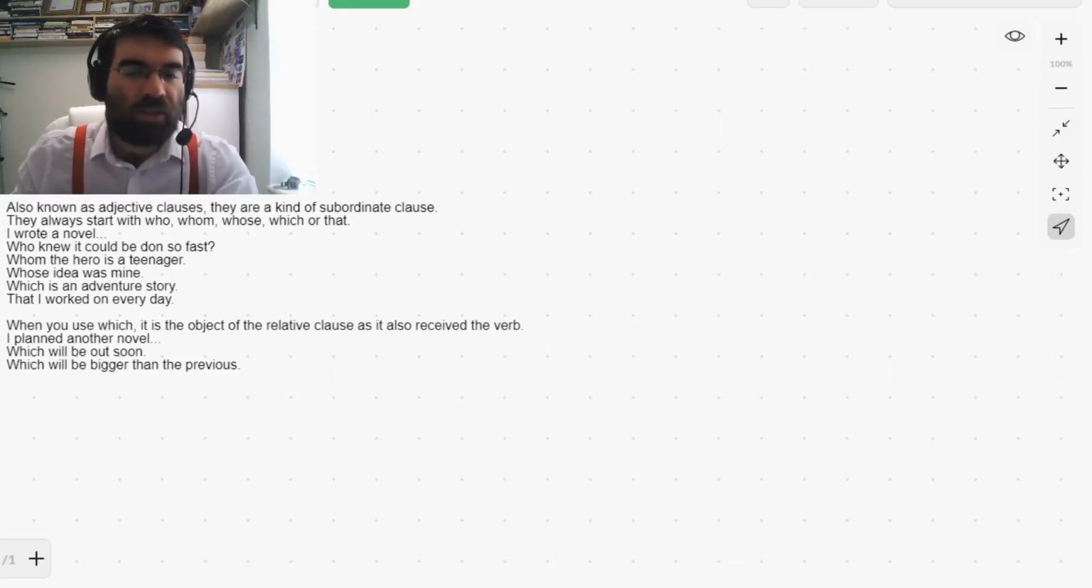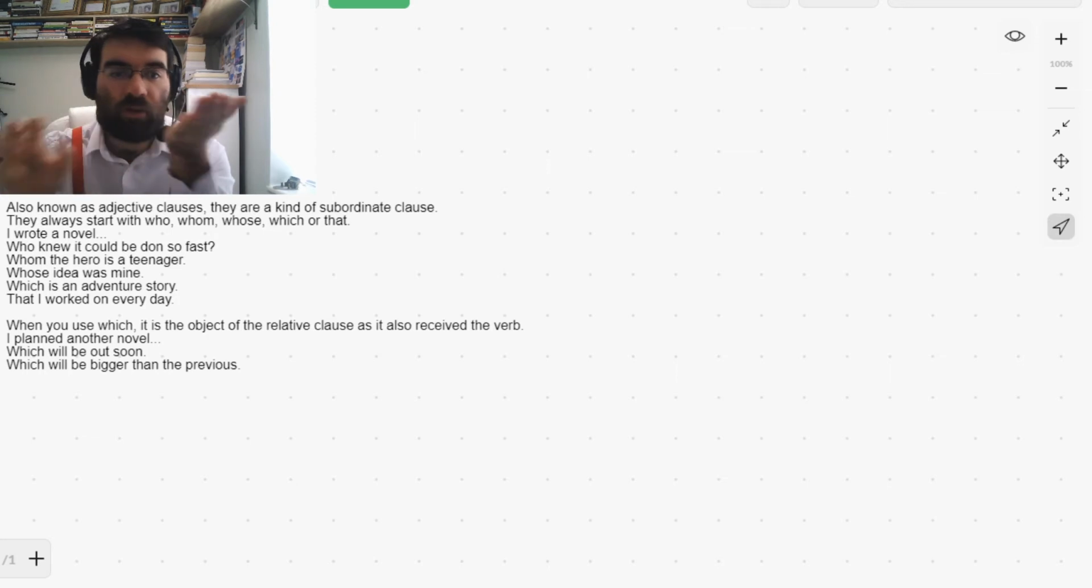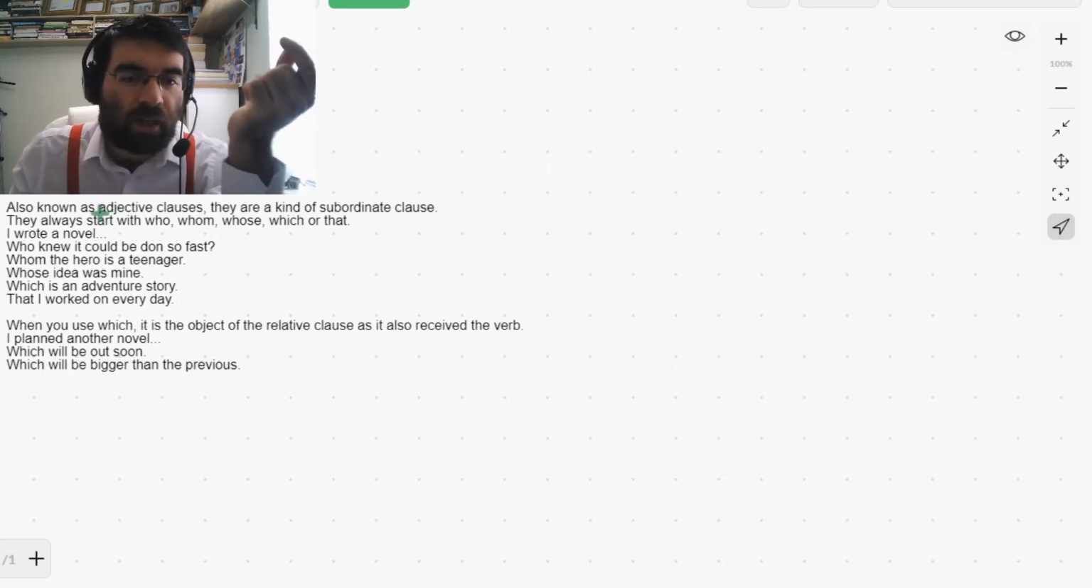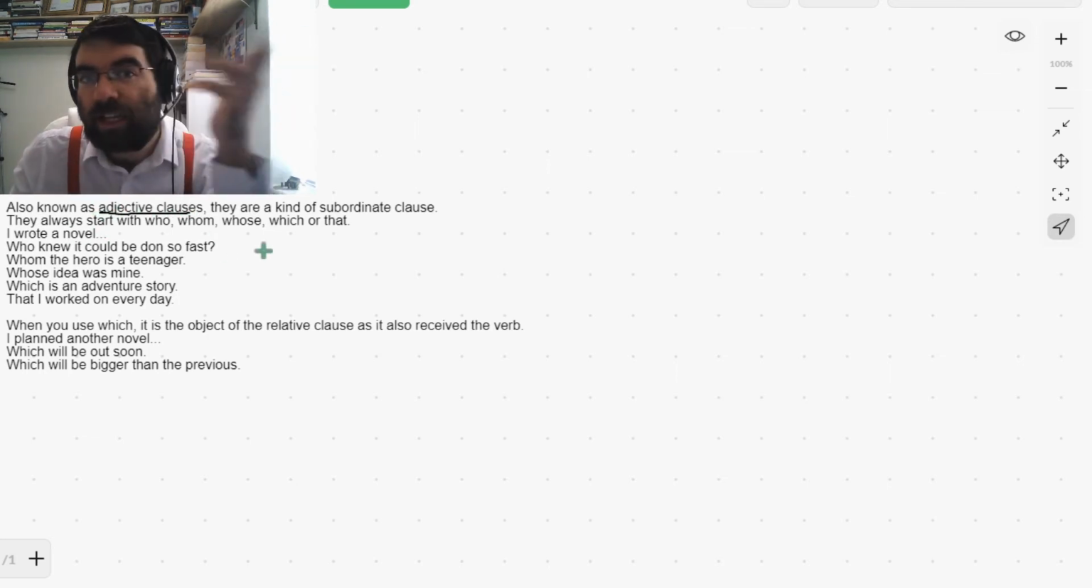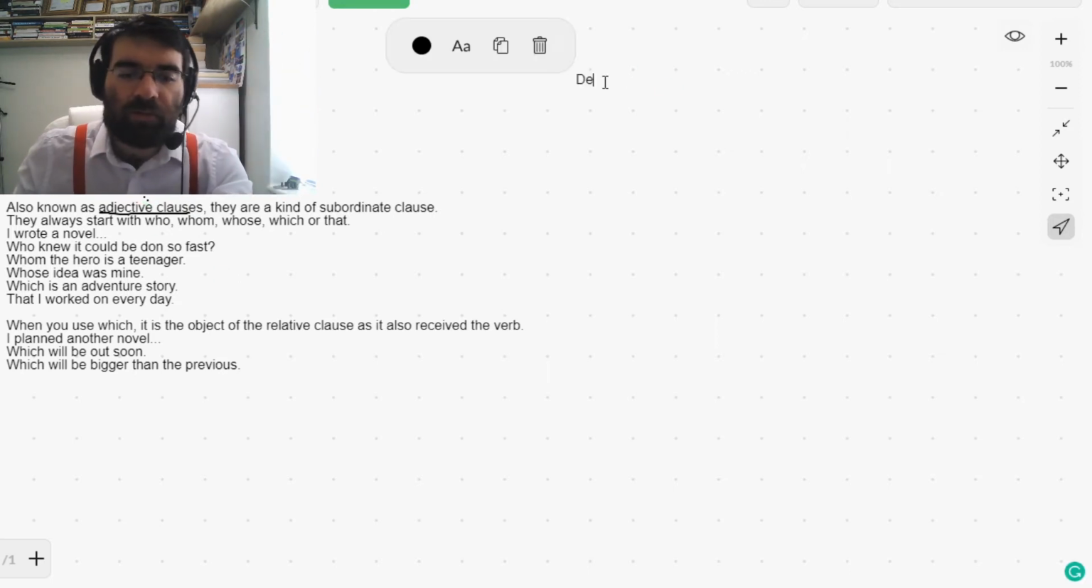Okay, let's look at relative clauses then. So, main clause and relative clause. Also known as an adjective clause. We know adjective is a describing word. Describing word. Adjective.